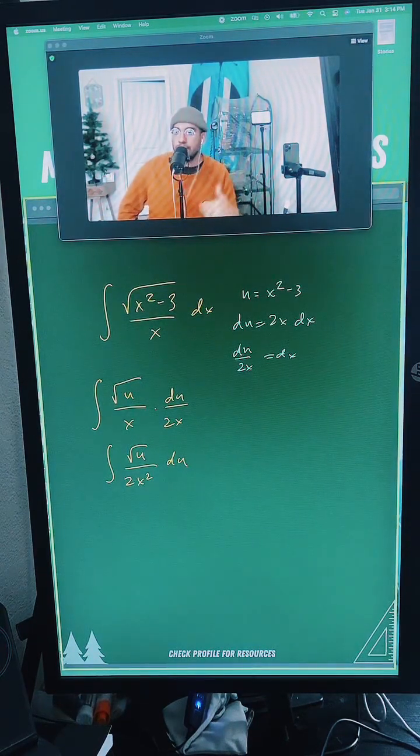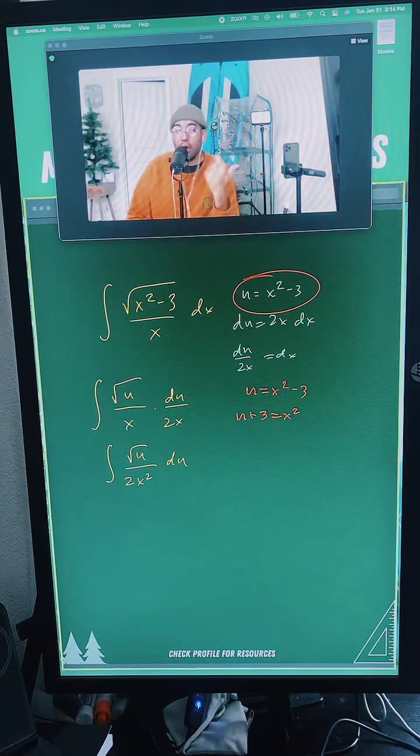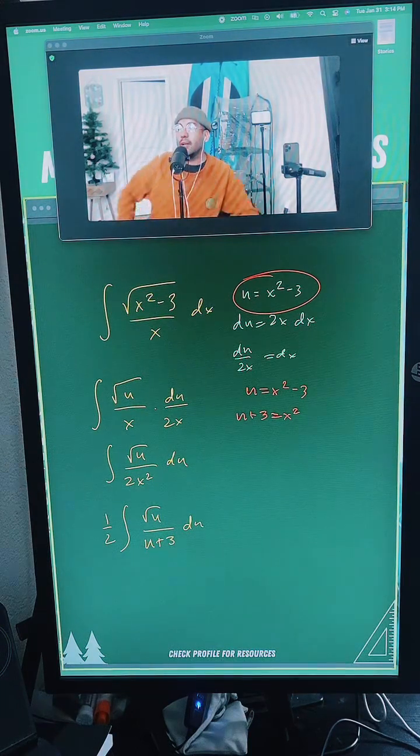Okay, so Brady said we're going to go ahead and rewrite this. And I guess what we can do is, since in the beginning u was equal to x squared minus 3, we're going to add the 3 to the other side and get u plus 3 is equal to x squared. But check out what happens. On my new integral, I have 1/2 integral of root u over u plus 3 du.